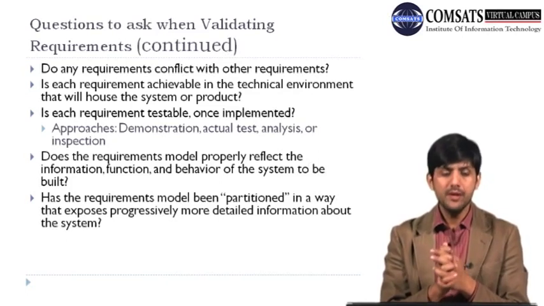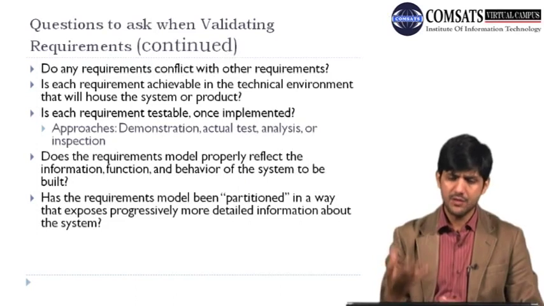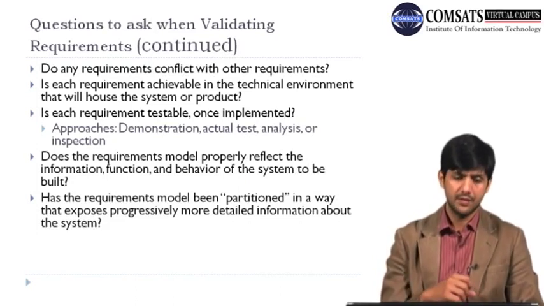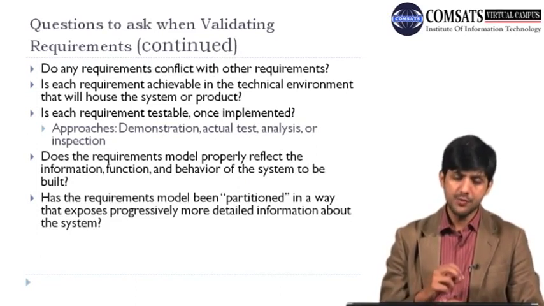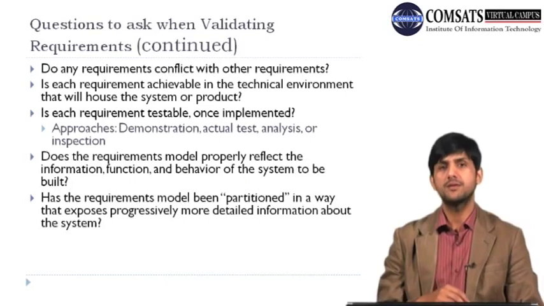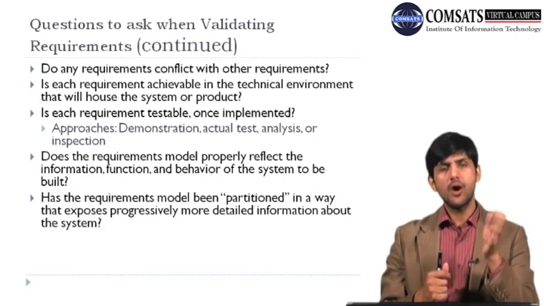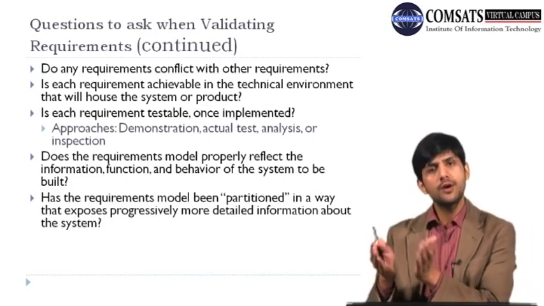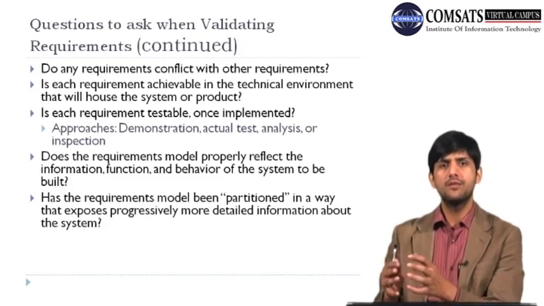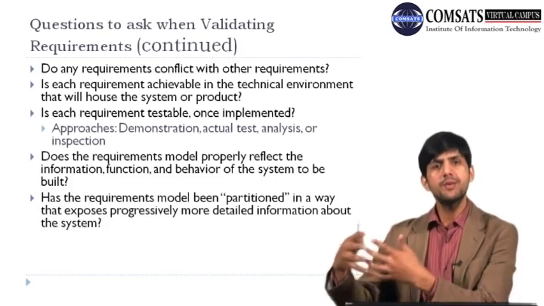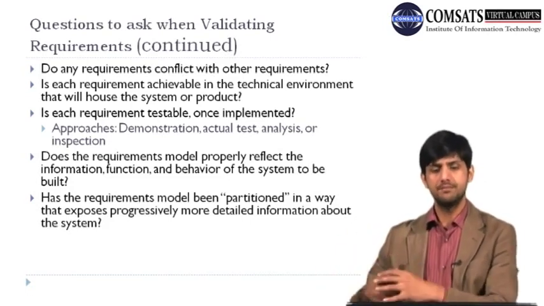Does the requirement model properly reflect the information, function and behavior of the system to be built? This is a generic thing that you want to achieve when you're validating requirements. And has the requirements model been partitioned in a way that exposes progressively more detailed information about the system? So you want to ensure that the requirements are written in a fashion that you are gaining more understanding about them. For example, you have text, then you have made some diagrams, you have done more analysis. The information should be presented in a way that shows that progressively you are gaining understanding about the system.